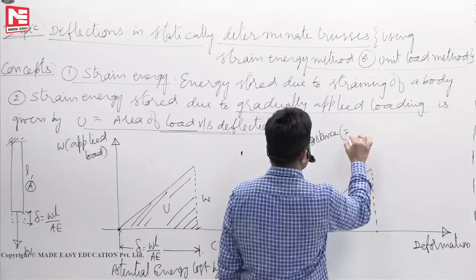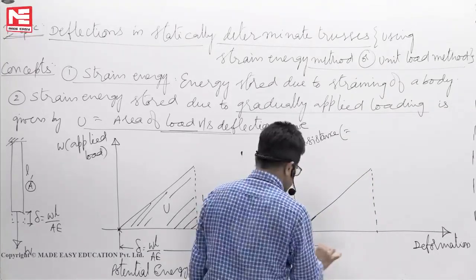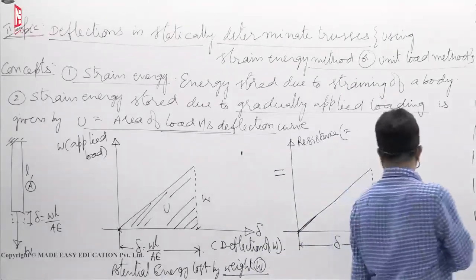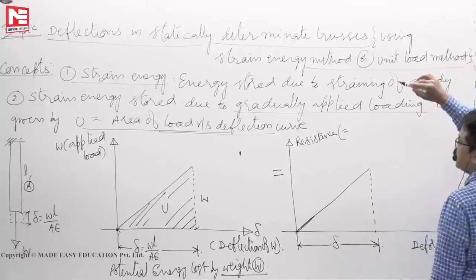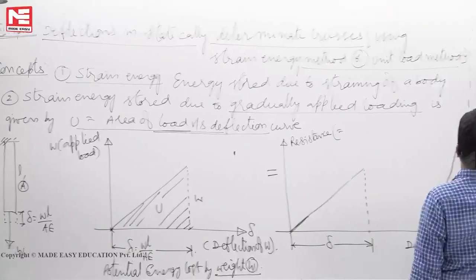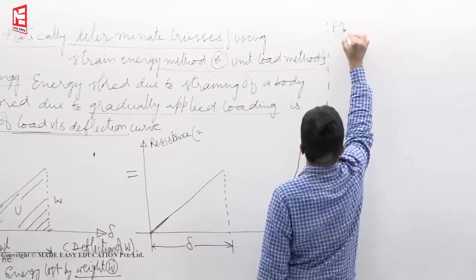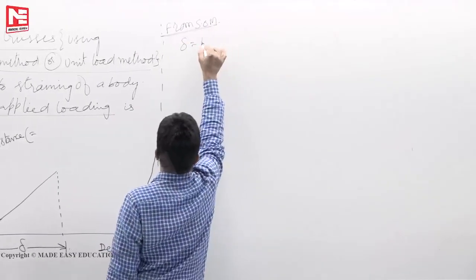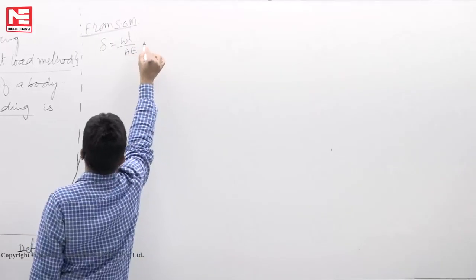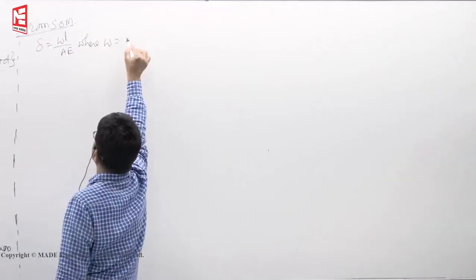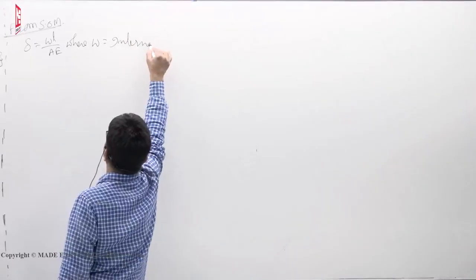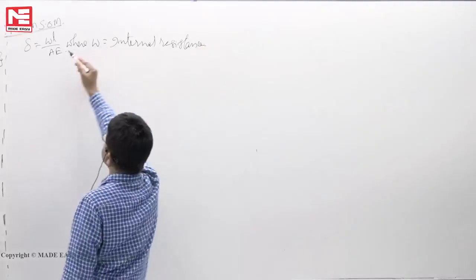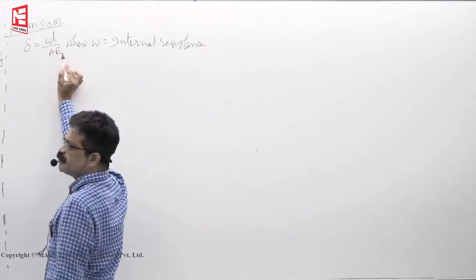This resistance, how much is it? We know that formula also. This is the deformation delta. For this deformation delta, what is the resistance? You have studied this in strength of materials. Delta is equal to WL by AE, where W is equal to the internal resistance. Internal resistance into length by AE.